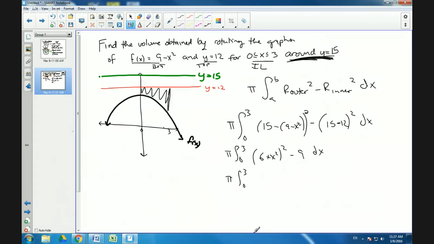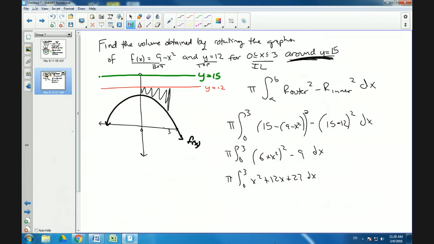All right, FOIL that out, you get 36 minus 12 x squared plus x to the fourth. Then 36 minus 9 is 27. And then you have another integral, you can calculate the value of that, right? We get plenty of practice calculating integrals, like I told you yesterday.